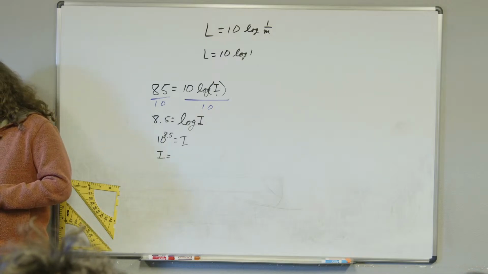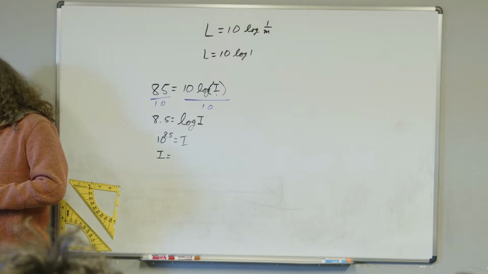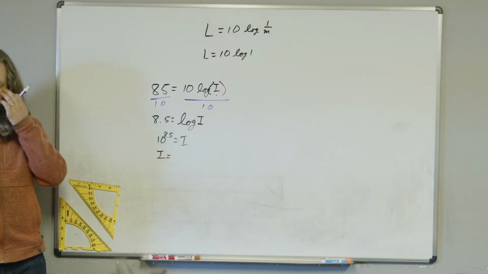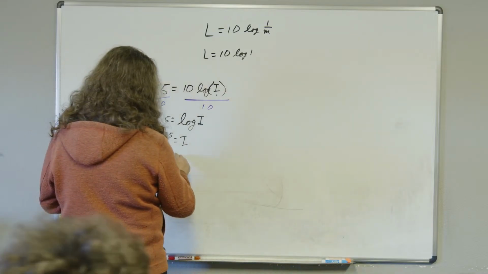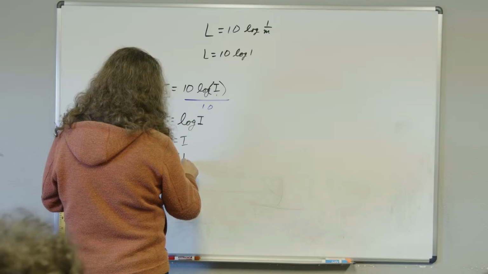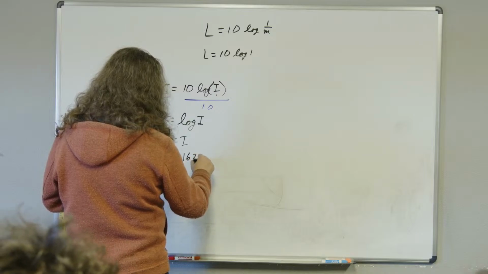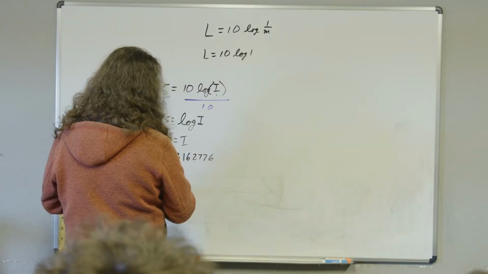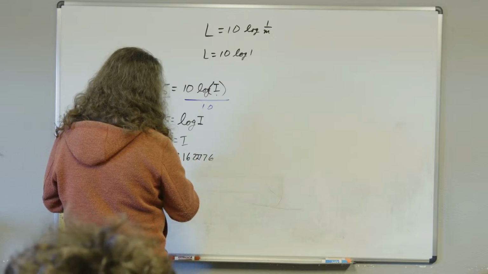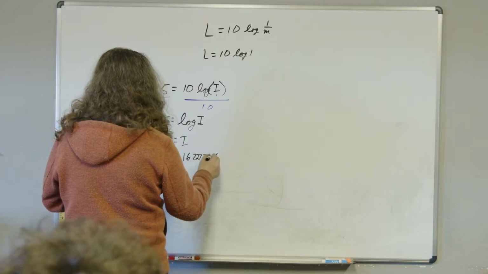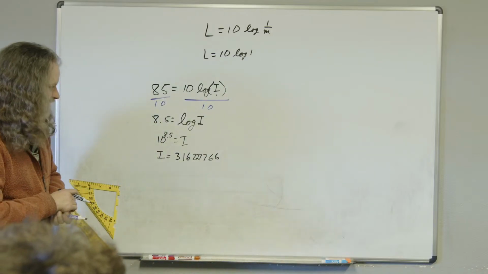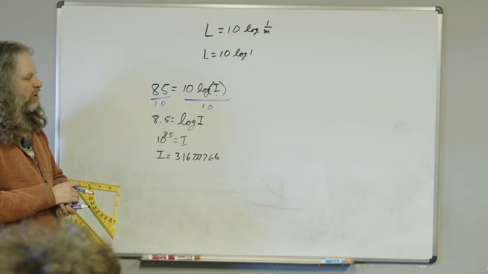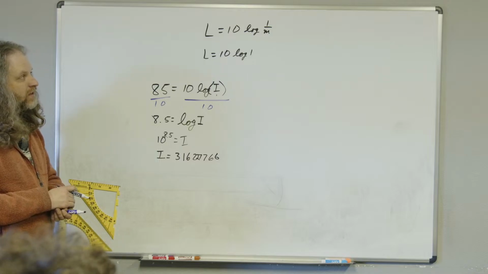It's some funky number. What is it? It's 316227766. And it's just that, or is it times 10 to the something? No, it's just that. Great. Is that the answer?